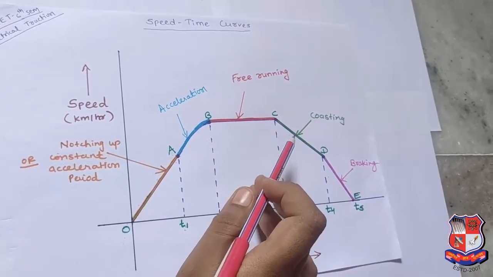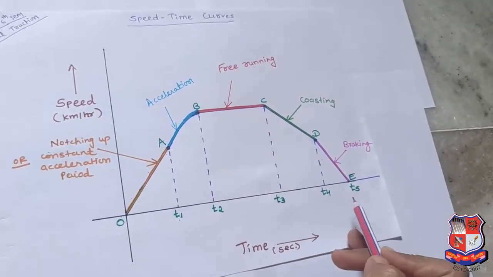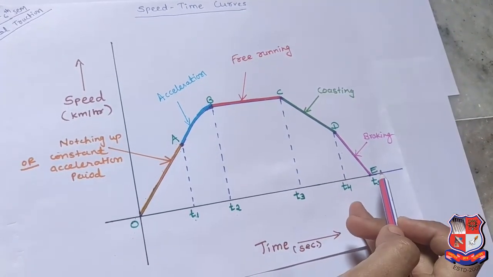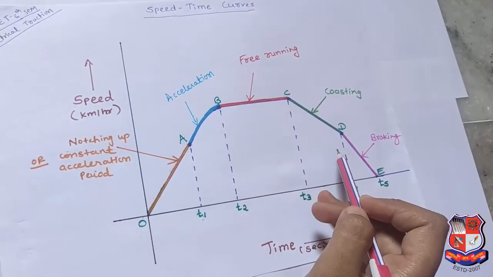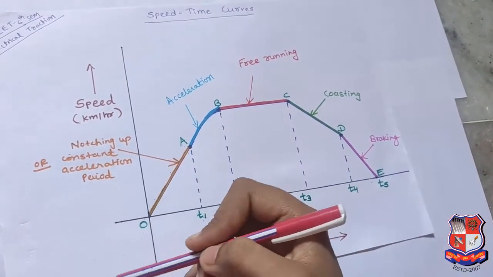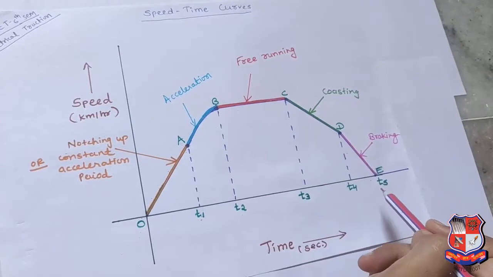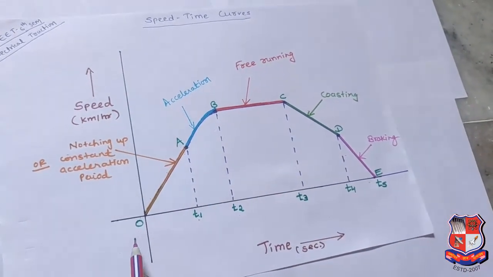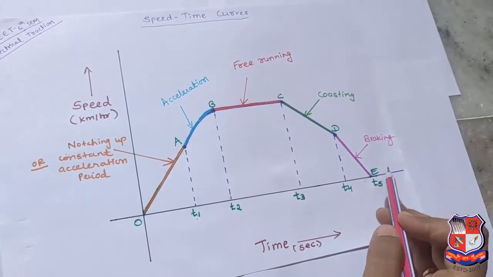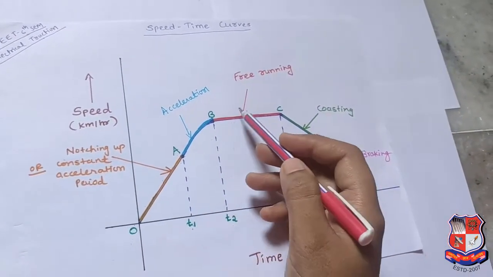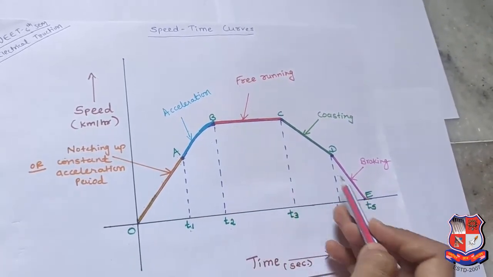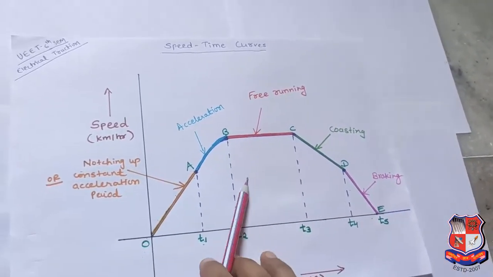Last, braking. Braking T4 to T5. At the end of coasting, during this period, brakes are applied, okay, and train is finally stopped. So we can see all the periods, and train runs from O, that is one station, to E, that is another station, okay, and during the run these 5 basic operations are done.